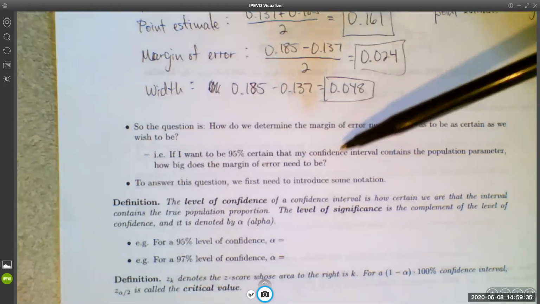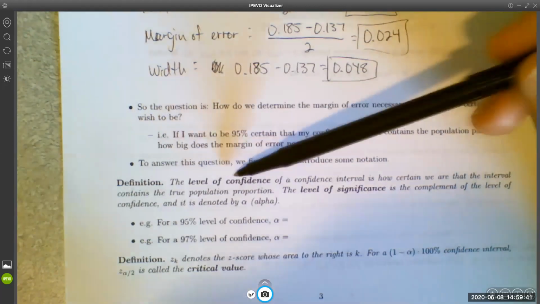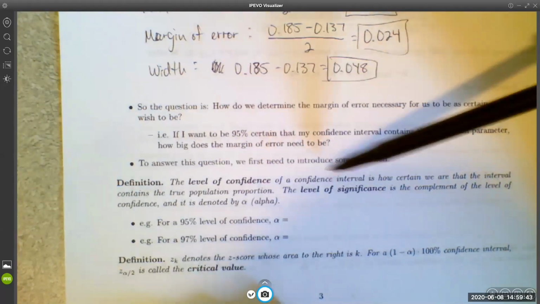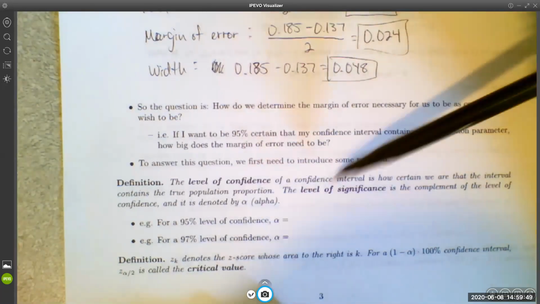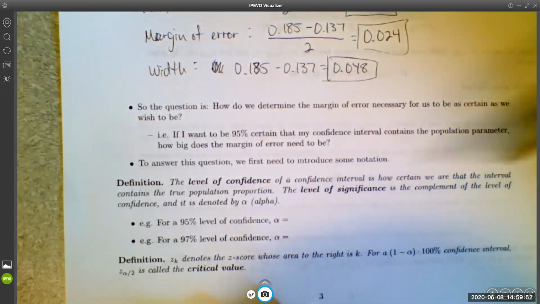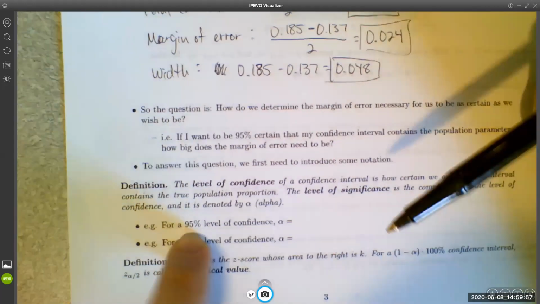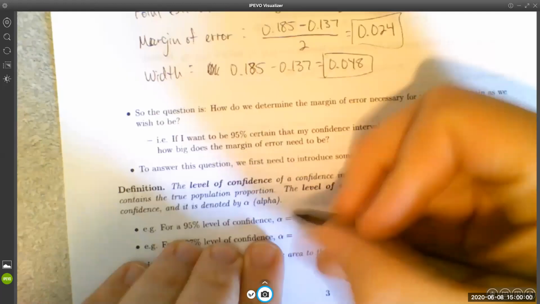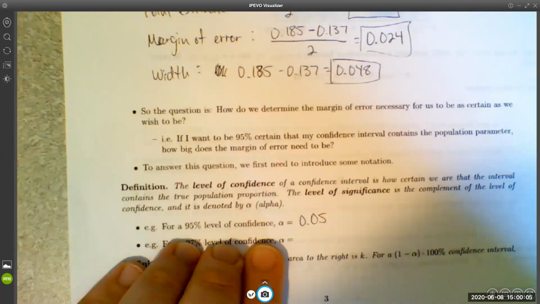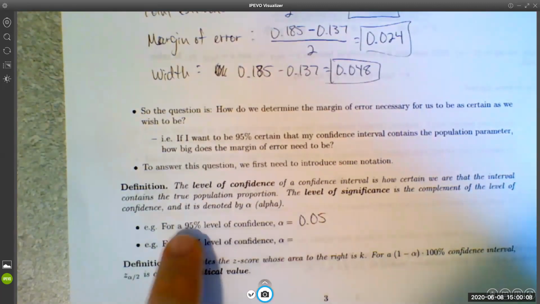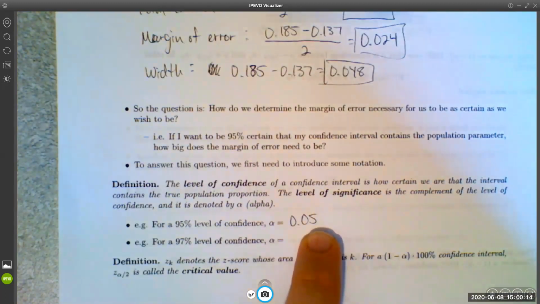So to answer that question, we need to introduce some notation. First of all, the level of confidence we've already talked about. The level of confidence of a confidence interval is how certain we are that the interval contains the true population proportion. The level of significance is the complement of the level of confidence, and it's denoted by alpha. So for example, for a 95% level of confidence, alpha would be 0.05. We always express alpha as a decimal instead of a percentage. It's 0.05 because 100% minus 95% is 5%, and we just express it as a decimal.